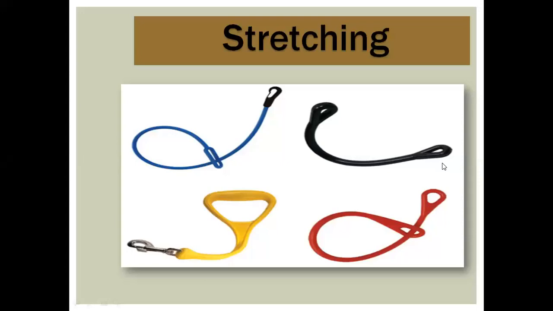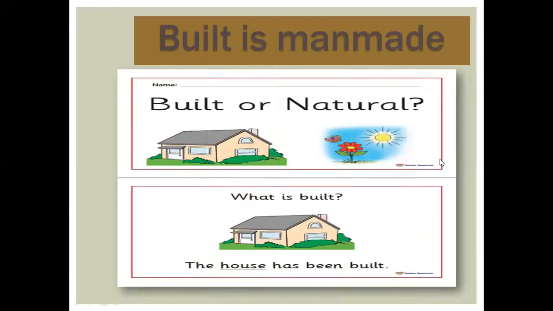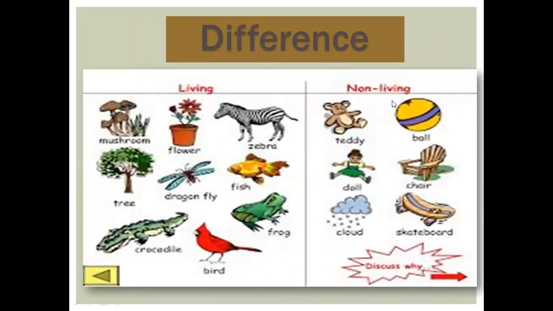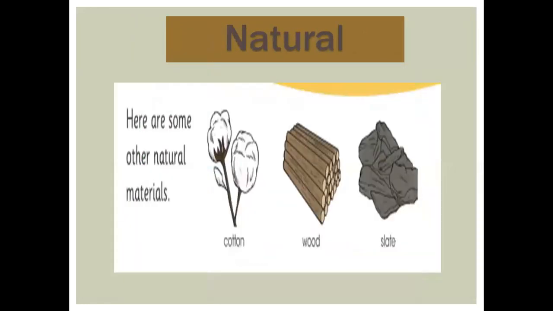So boys, these are 4 words or 4 actions that we can do with things to change the shape of those materials. Look, built or natural. Here are some materials that are natural and some of the materials that are man-made. What is built? The house has been built by men. So we will say it is man-made. Okay.